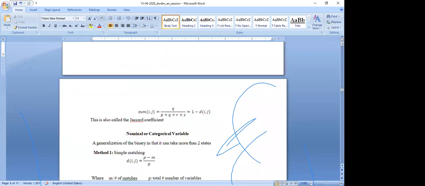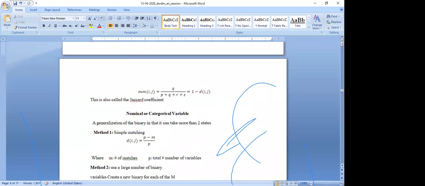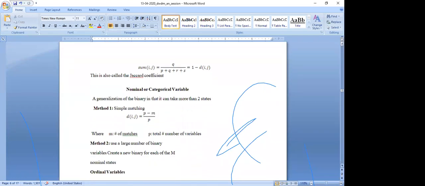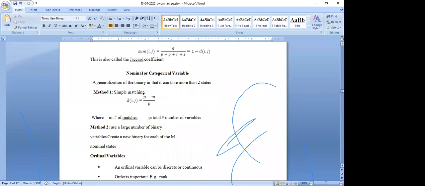Now, in order to calculate the distance for these nominal or categorical variables, we have the formula (p minus m) divided by p, where m is the total number of matches and p is the total number of variables. And when we use a large number of binary variables, we have to create a new binary variable for each value, and calculate the nominal state.